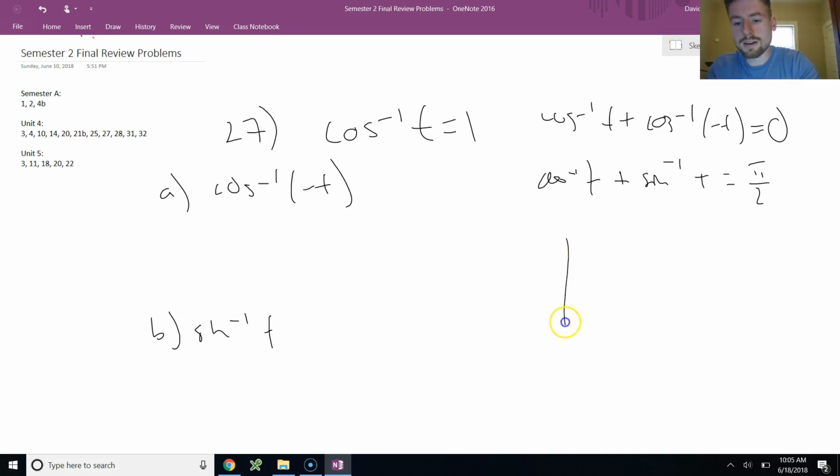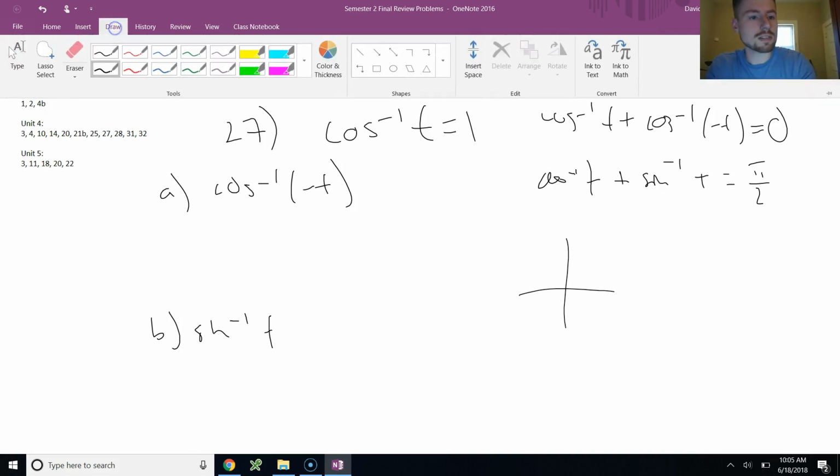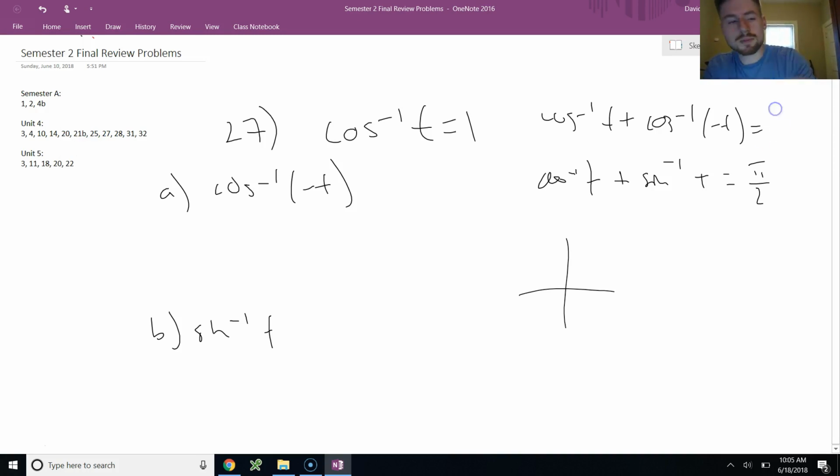So the first one, you can kind of give a rough argument why that's the case. If I were to look at, oh wait, no, this is incorrect. So it's not that they add up to 0, it's that they add up to pi. This is pi. So why is that?